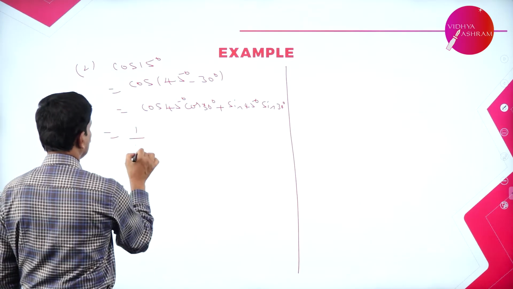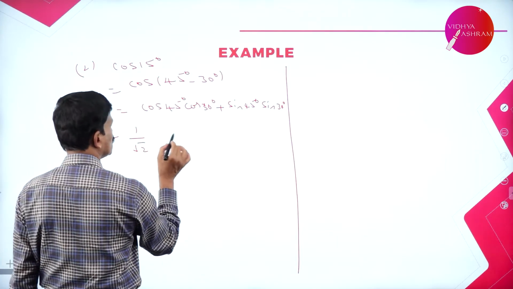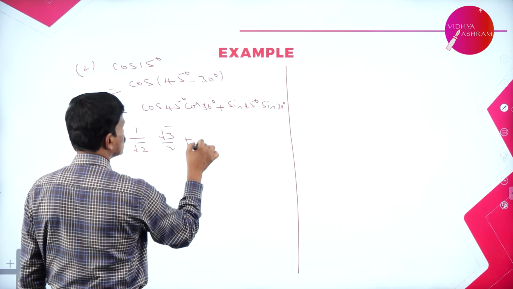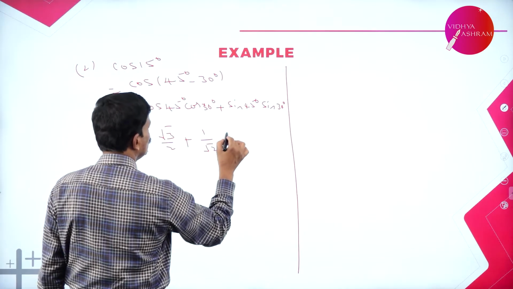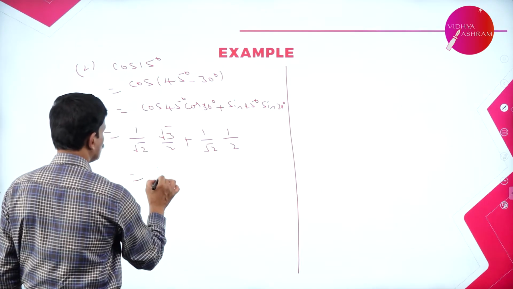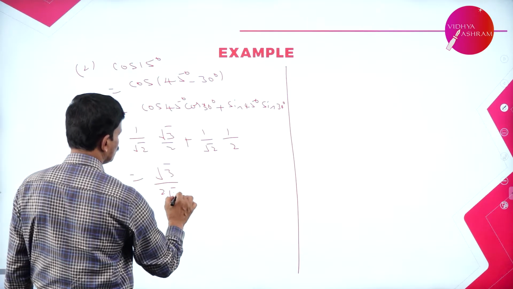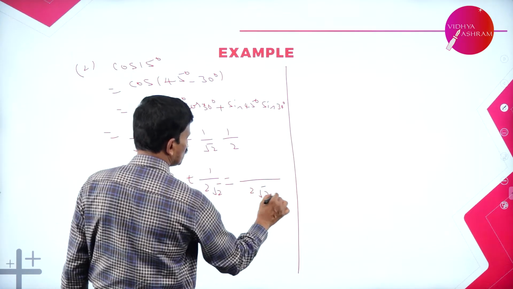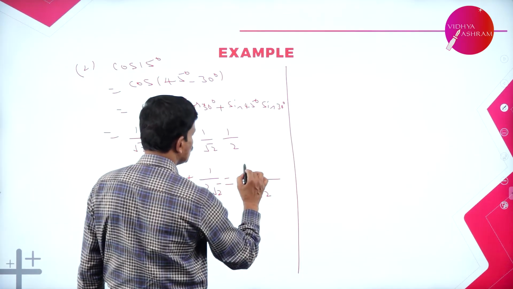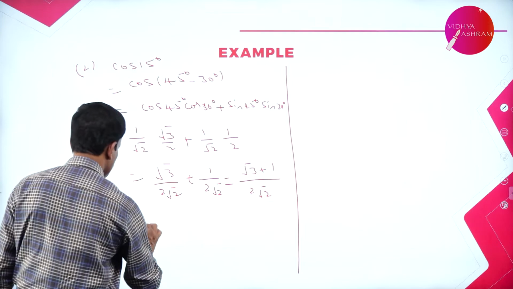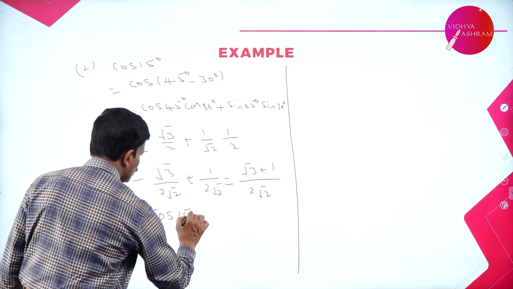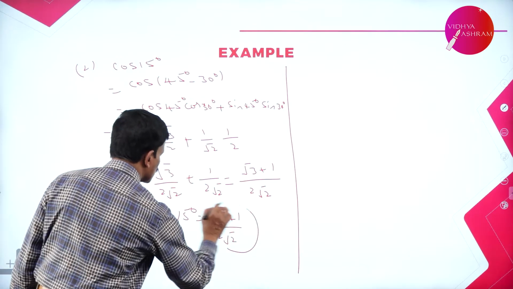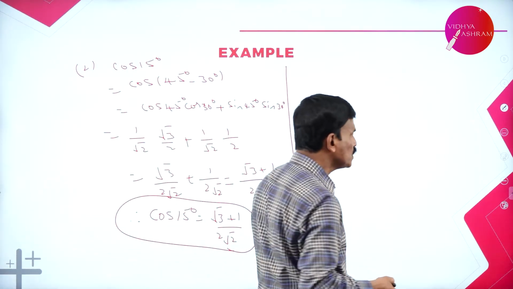What is cos 45? 1 by root 2. Cos 30 is root 3 by 2, plus sin 45 is 1 by root 2 into sin 30 is 1 by 2. So this is root 3 by 2 root 2 plus 1 by 2 root 2. Take the LCM, 2 root 2, which cancels. This is root 3 plus 1. Therefore, cos 15 degrees is equal to root 3 plus 1 by 2 root 2. That's it. Now find the value of tan 15 degrees.